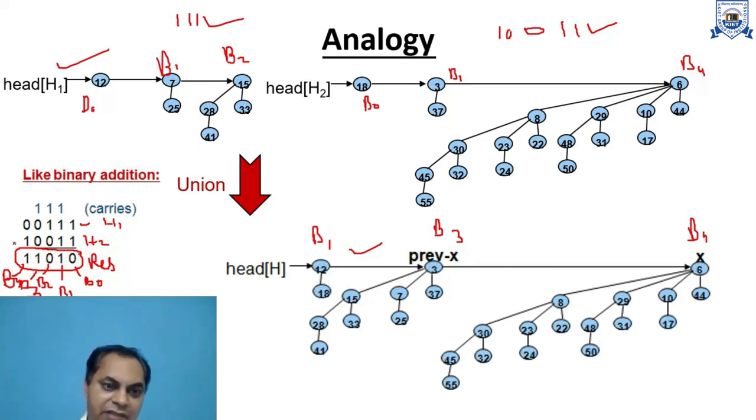That means in the resultant binomial heap only three binomial trees would be available, which are B1, B3 and B4. So as you can see, the result which came after the union of these two binomial heaps is B1, B3 and B4. By the help of this analogy, you can verify your result. Now let's discuss how we get this result.